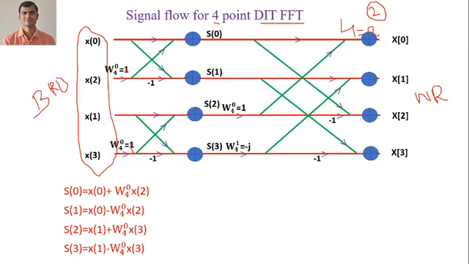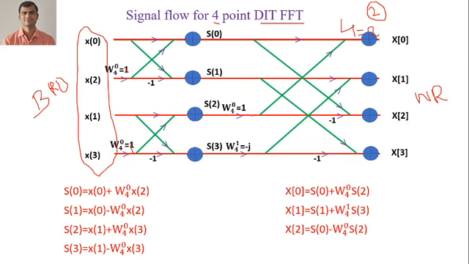So similarly for x of 0 here, at this stage 2 points are coming. So one is S0 and second one is S2. So x of 0 is nothing but the addition of S0 plus W40 S2. X of 1 is the addition of S1 plus W41 S3, and x of 2 is the subtraction of S0 minus W41 S2, and x of 3 is the subtraction of S1 minus W41 S3. So after that this is the final answer, x of 0, x of 1, x of 2, x of 3.